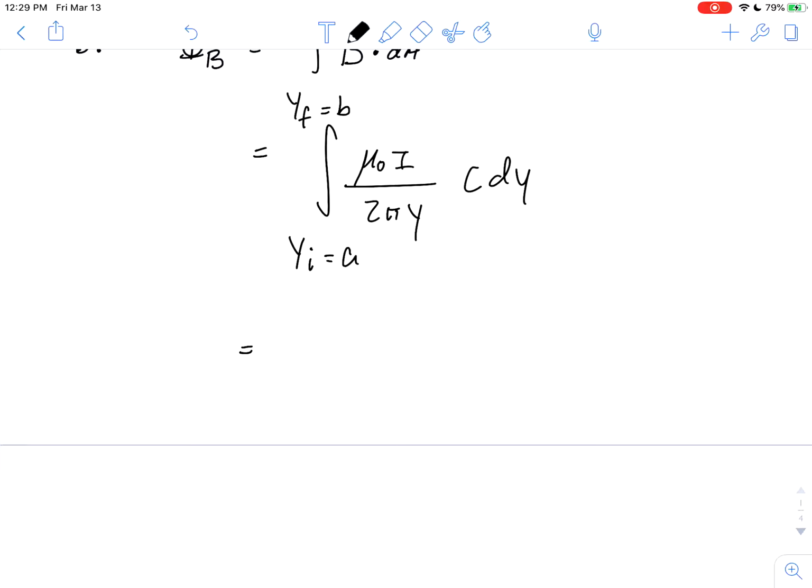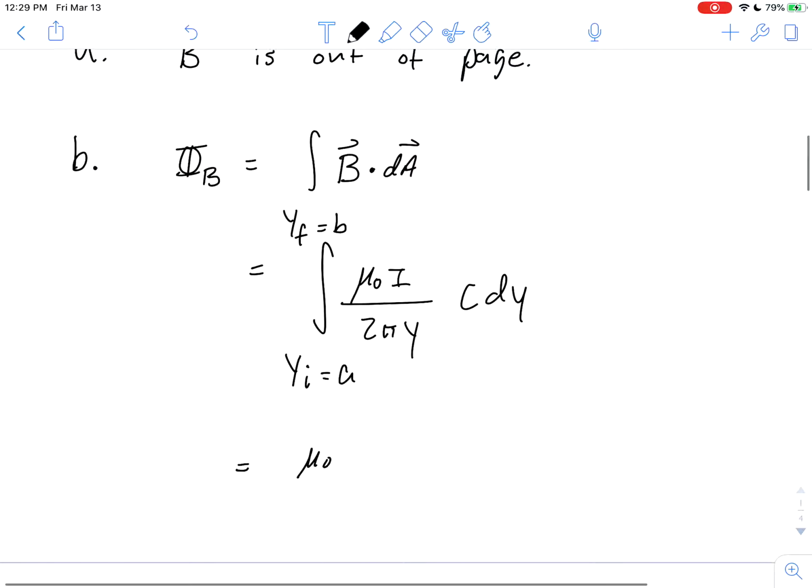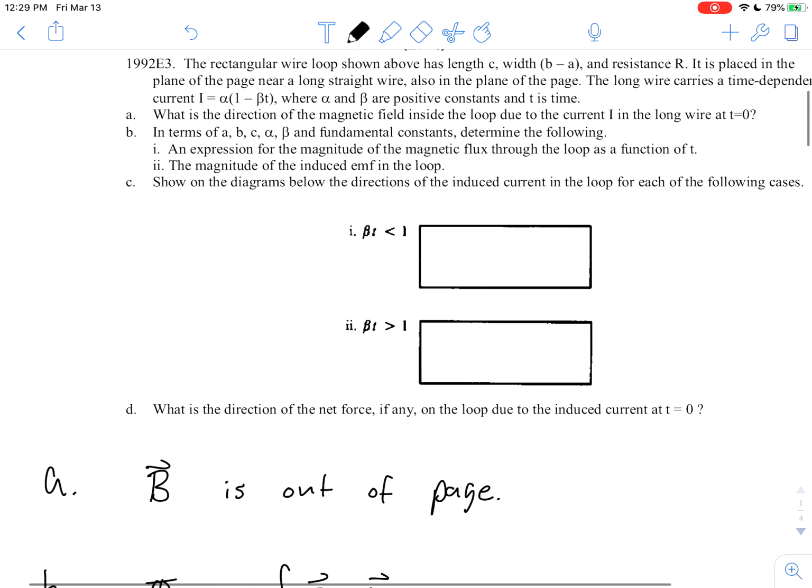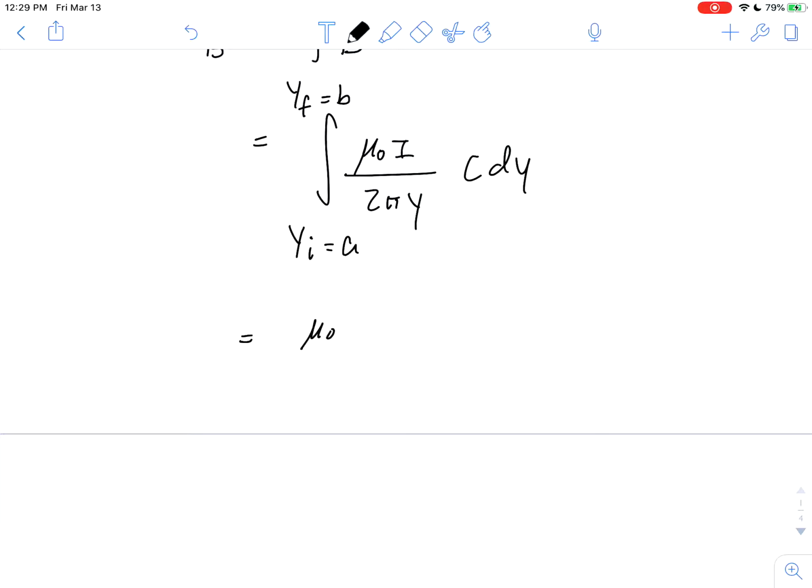The next thing I'm going to do is pull out all of these constants. Mu naught. Current is technically not a constant, right? It's going to change as time changes, but it doesn't change as x or y changes. So I can actually take that out of the integral. It's a constant in terms of these spatial dimensions. And so we have mu naught I c over 2 pi, and that's it. And then we have our integral a to b 1 over y dy.